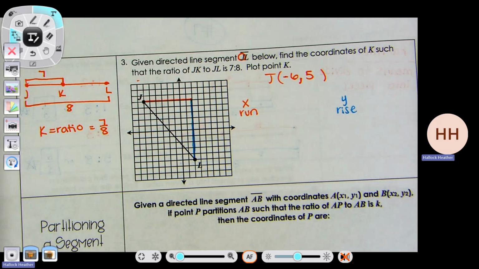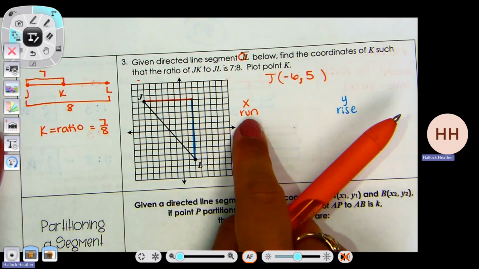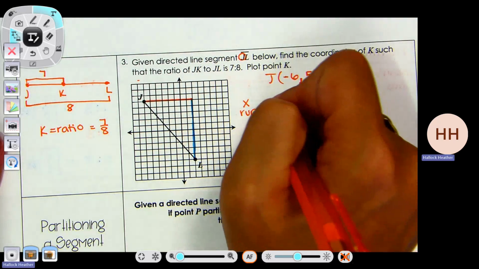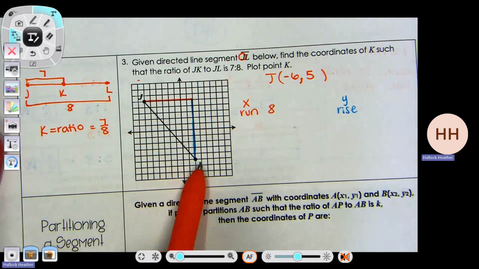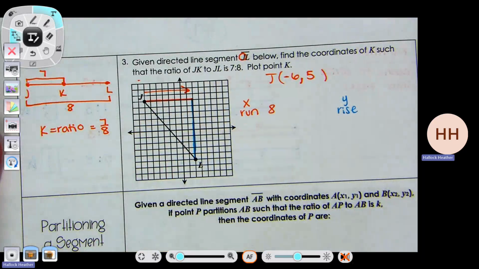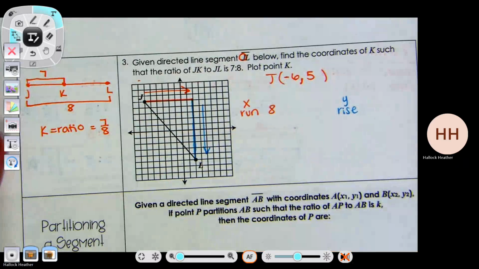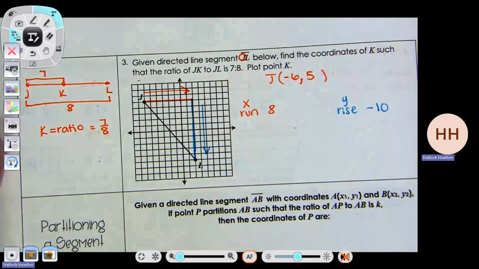That's 8 3/4. If you press the ABC button again, it'll give you a decimal. Okay, so how much did I run? You're +8, because you're going from J to L. So I'm going to the right, so that's positive. But then I'm going down. How much am I going down? 10. So it should be -10.